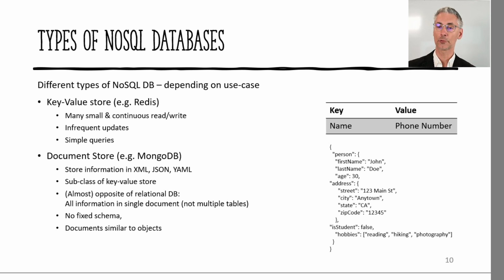Or you could have a document store like MongoDB and others. Here you store all the information in XML, JSON or YAML documents. Essentially, this is a subclass of a key value store, and it's almost the opposite of a relational database. All information is in a single document, not in multiple tables that are related to each other. You also don't have a fixed schema, so essentially you treat documents like objects and put them into a database and retrieve these objects one at a time.